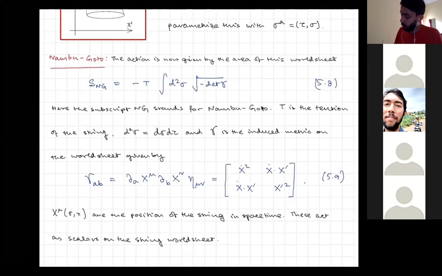Now, what are these x^mu's? Like for the point particle, this is the position of the string in space time. Notice that it only has this mu dependence. It does not have any a dependence. So it's a scalar on the world sheet. Okay, it's a vector in space time, but it's a scalar on the world sheet. We are going to keep these small a, b's as our indices on the world sheet, and mu's as the indices in space time.